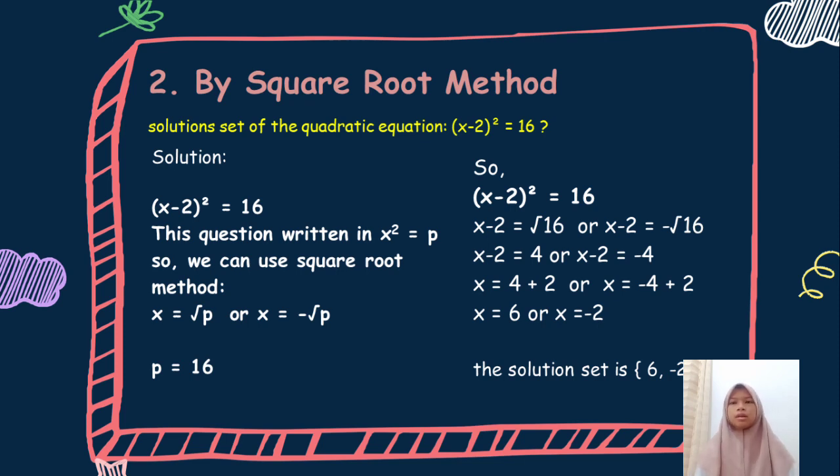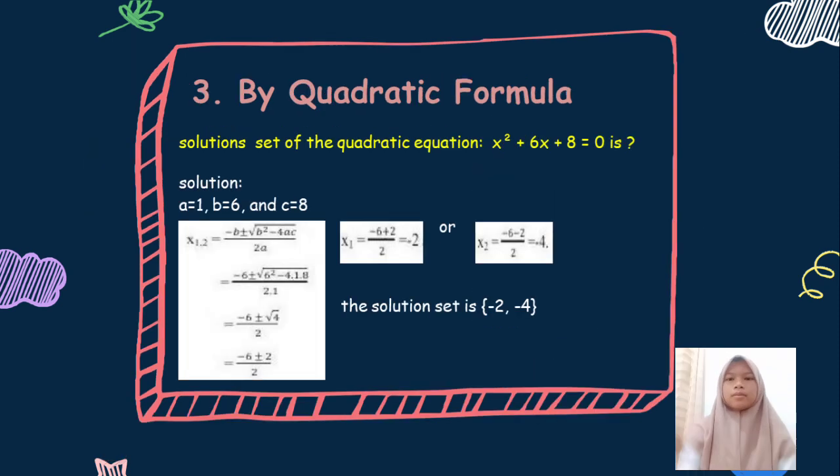The root of 16 is 4. So we get x minus 2 equals 4 or x minus 2 equals negative 4. So we can solve this to be x equals 4 plus 2 or x equals negative 4 plus 2. So we get x equals 6 or x equals negative 2. So the solution set is 6 and negative 2.